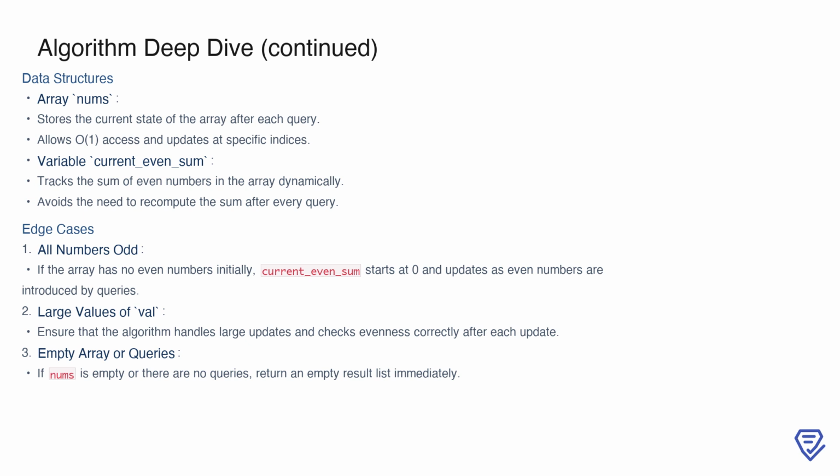It's also important to consider edge cases. For instance, if all numbers in nums are odd initially, current_even_sum will start at 0 and will only change as even numbers are introduced by the queries. When dealing with large values of val, the algorithm ensures correctness by checking evenness after each update. Finally, if the array or query list is empty, the algorithm simply returns an empty result list immediately, as no computation is needed in this scenario.